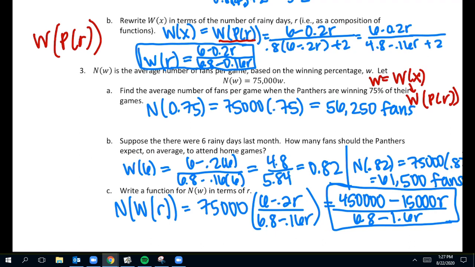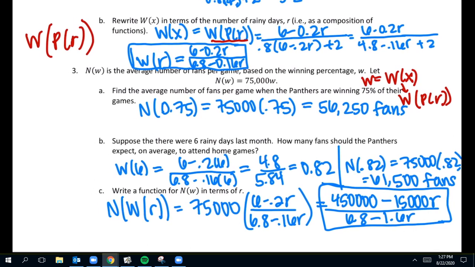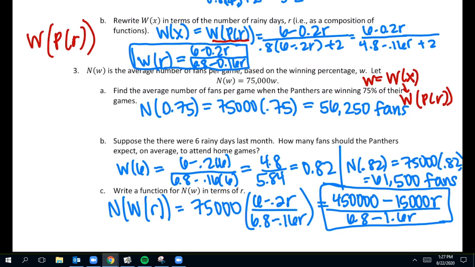But when we get to letter B, we end up having to plug in the R to the equation from part number 2, get the answer, winning percentage, and then plug the winning percentage into the number of fans function. And so when we do that, what we're really doing is a composition that we learned a couple of days ago. And so letter C says write the function for N of W in terms of R.